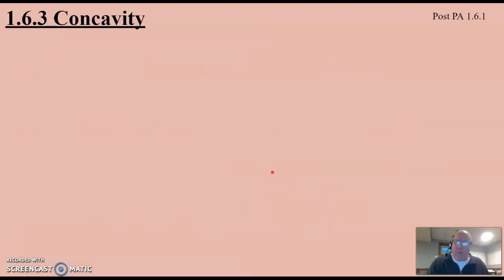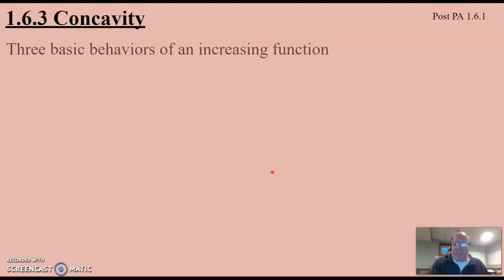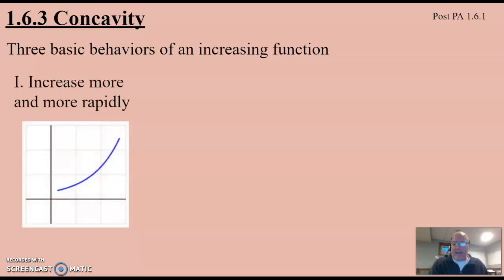Okay, now one of the things that you might have touched on in pre-calculus is concavity. How to tell if a graph is concave up or concave down. In an increasing function, there are three situations that happen. We have a function such as this. Most would call this like an exponential function. And we can say that the function is increasing for sure.